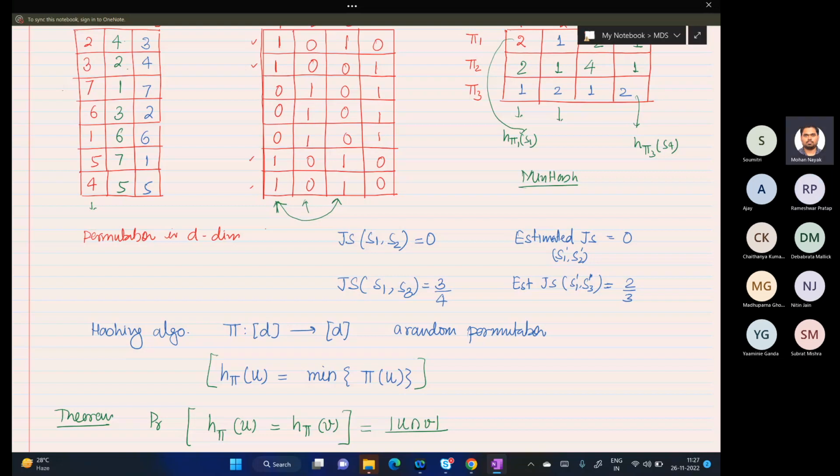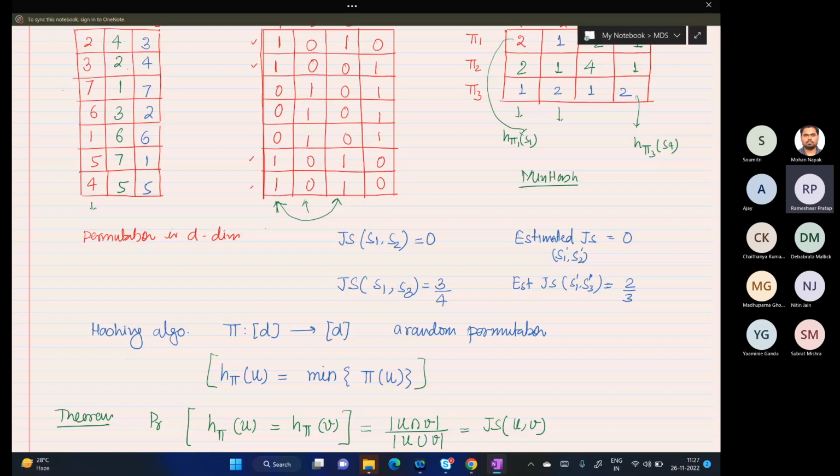So this is nothing but again boiled down to Jaccard, right? Yes, you're right. Union V. So this is Jaccard similarity of U and V. Right. So the probability that the hash value of two data points is the same.